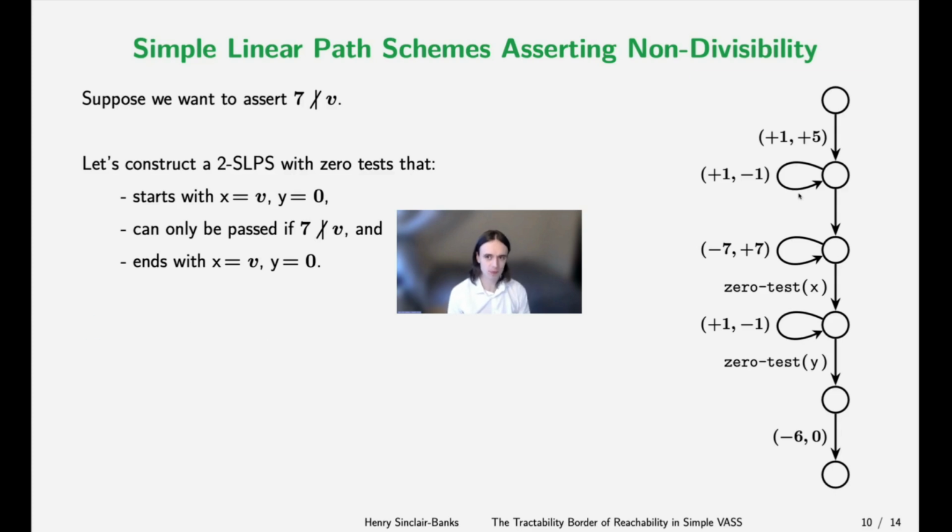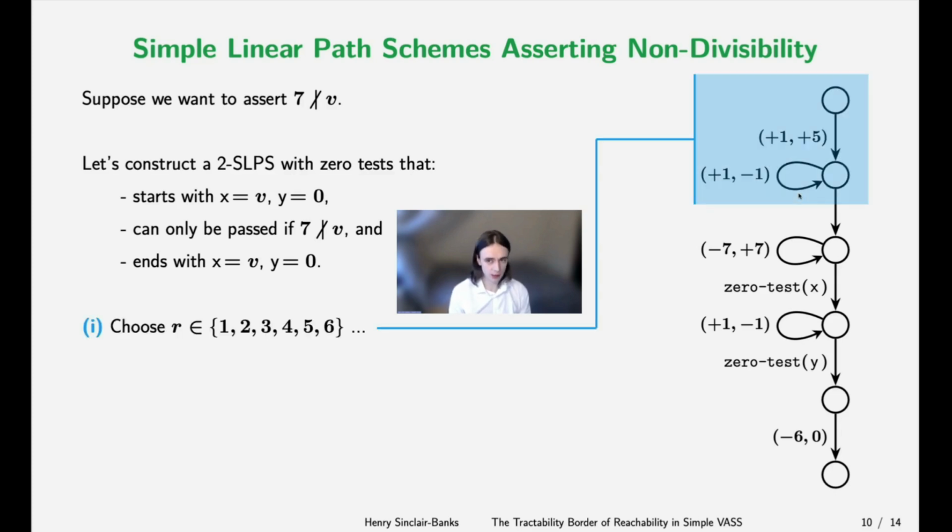So the first bit, notice that the second counter y starts with value 0, then immediately has 5 added to it, which allows us to take this first loop up to 5 times. At the same time, counter x has 1 added to it at a minimum, and whatever number of times this loop is taken also added to it. So it's like choosing a value r between 1 and 6 to add to counter x. So then x after the first loop will have a counter value of v plus r.